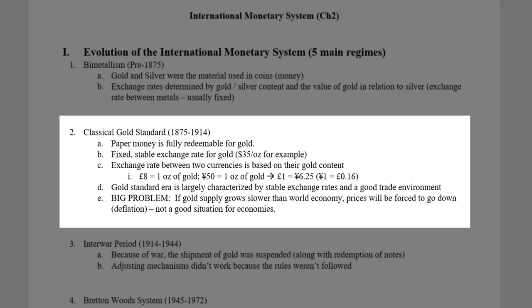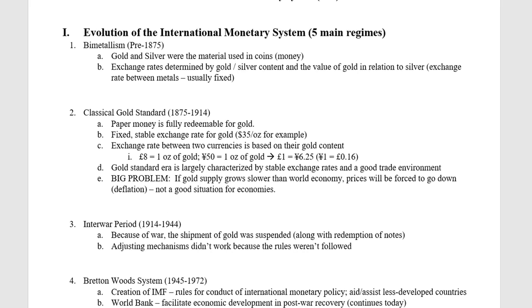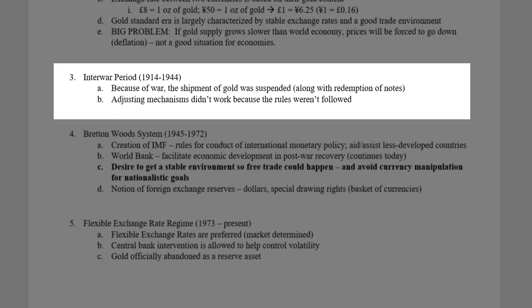So let's wait till tomorrow, and you can have this kind of negative death spiral where nobody really engages in exchange, nobody really engages in business unless they have to, and you have a big downward pressure on economic activity, economic growth. So the next regime is the interwar period between World War I and World War II.